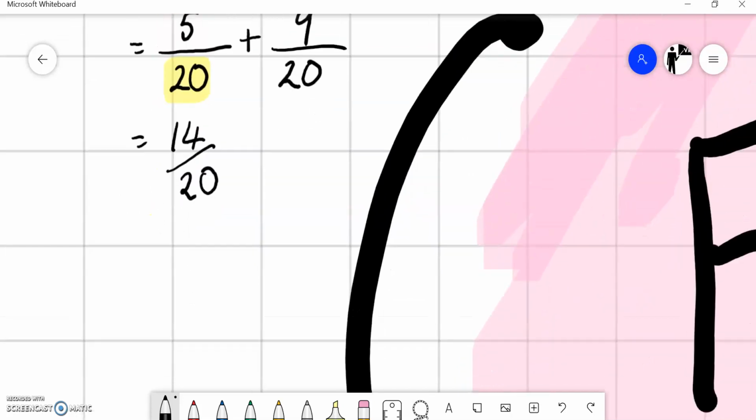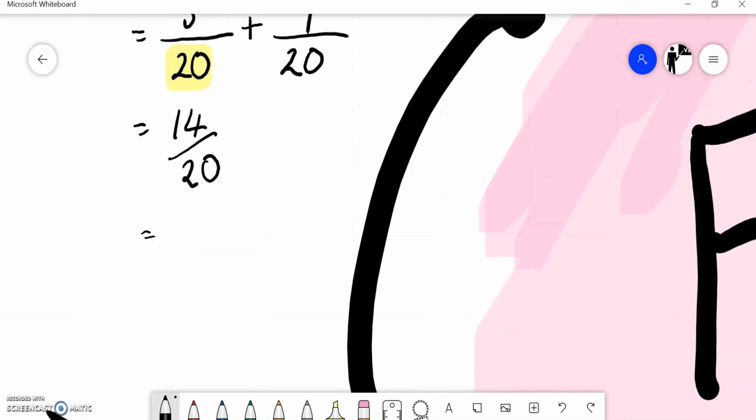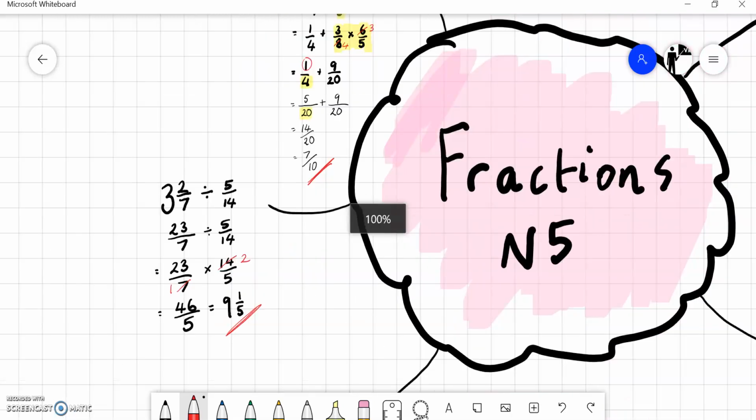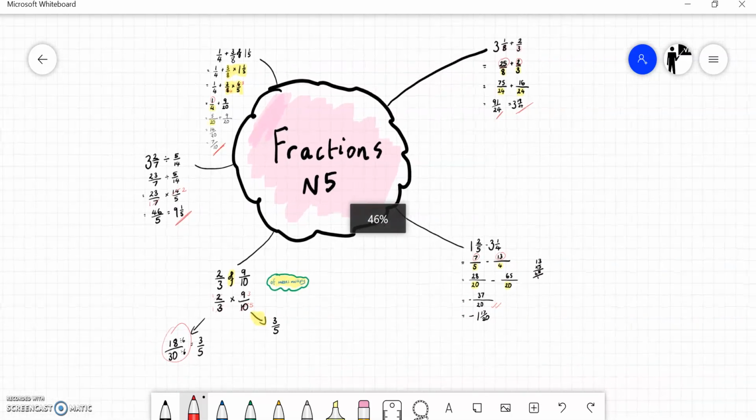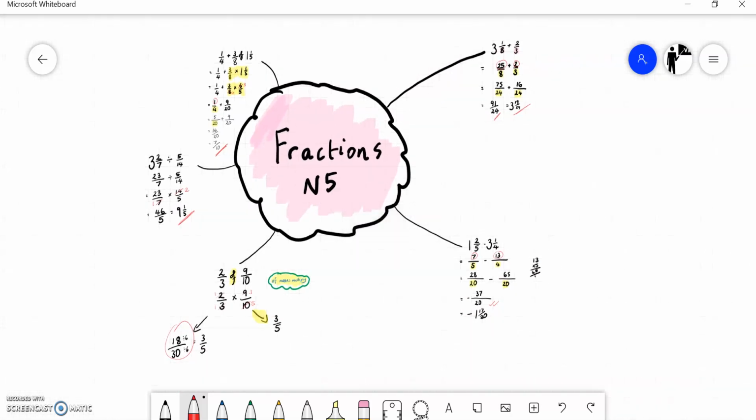And always check your final answer, because this one can be simplified. They're both in the 2 times table, so you would always be expected to have your answer in its simplest form. Okay, so there we just had a look at 5 examples with fractions at National 5 level.